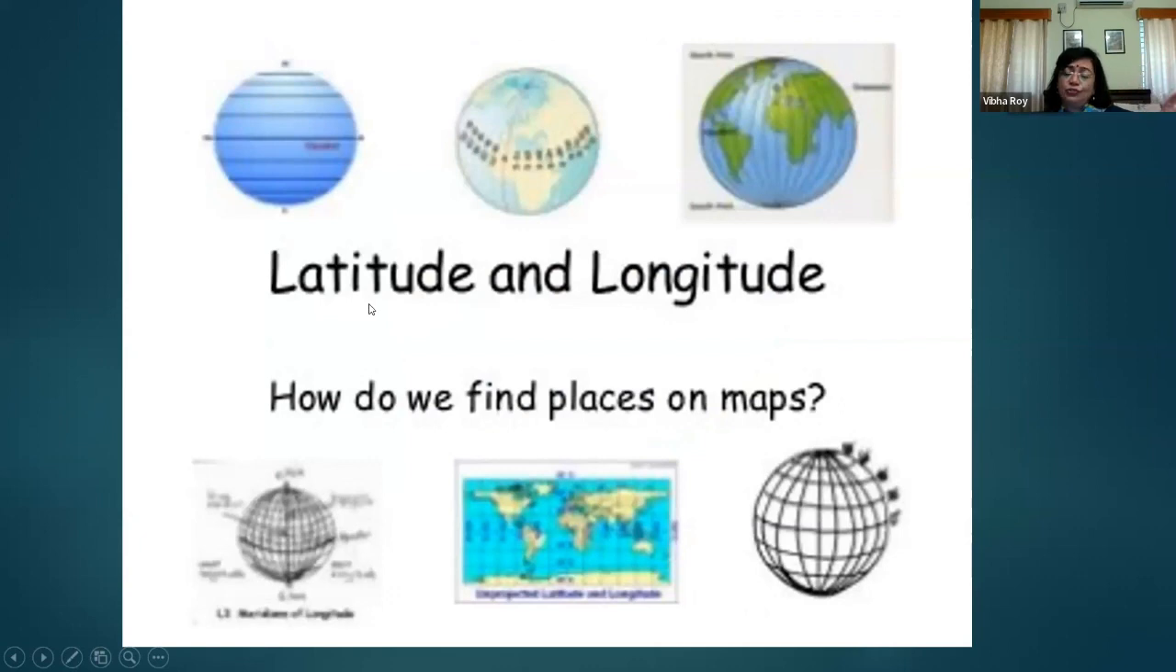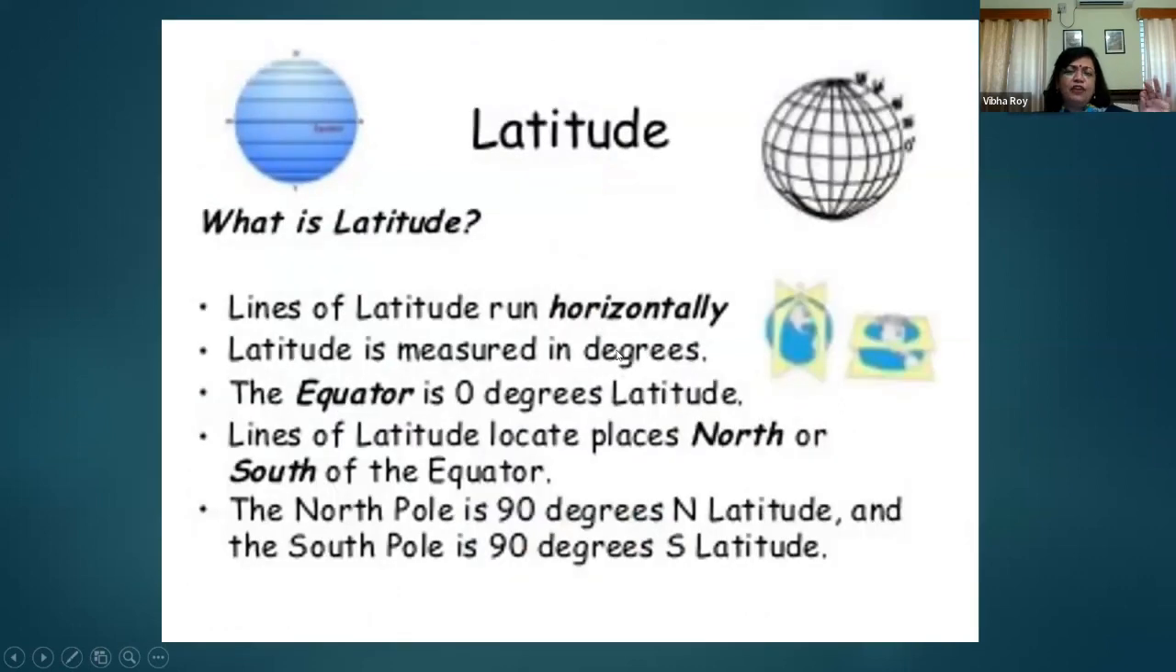These are latitudes and longitudes. These help us to find places on a map. Now we have to make them understand what is latitude, what is longitude. Children very often get confused. What is latitude and longitude? How do you differentiate between them? How do you make them understand which line is latitude, which line is longitude?